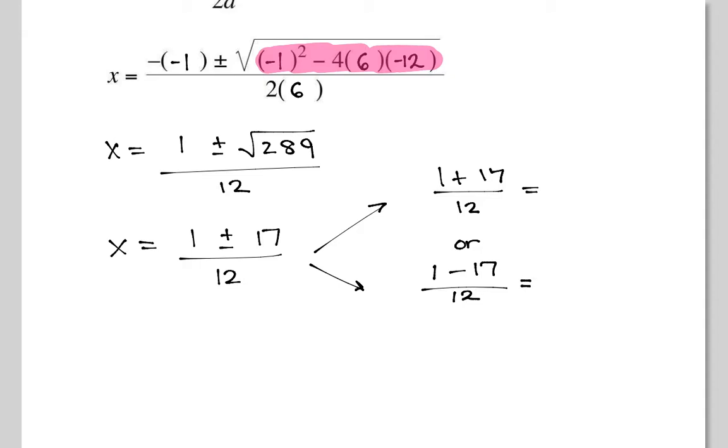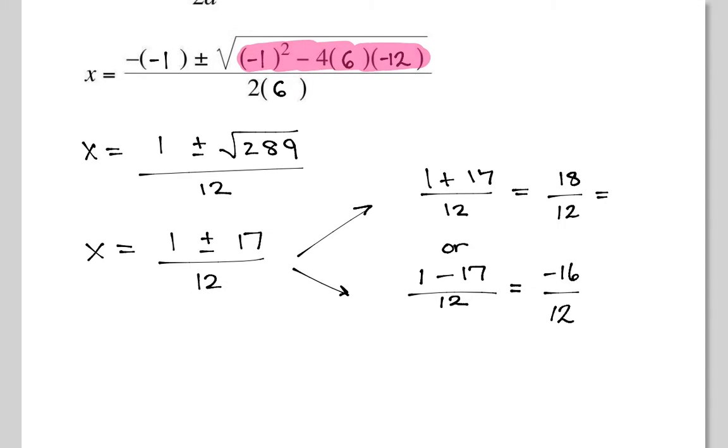One plus 17 over 12 is 18 over 12. 1 minus 17 is -16 over 12. Both of those can be reduced. Dividing by 2. No, dividing by 3. Common factor of 3, you get 6. Oh, there's a better common factor, isn't there? Divide both by 6, my bad. And you get 3 over 2.